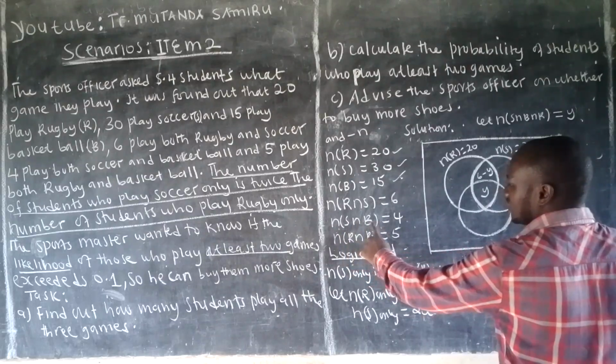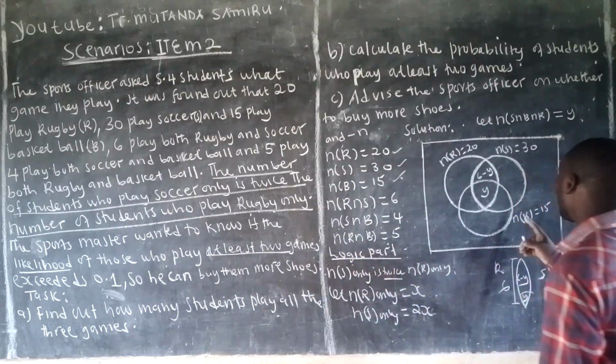Then they're saying the number in S intersection B is 4.